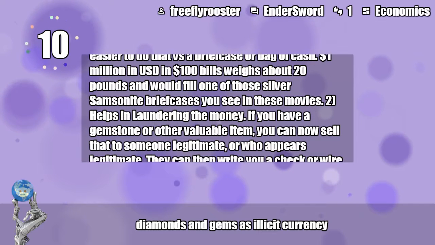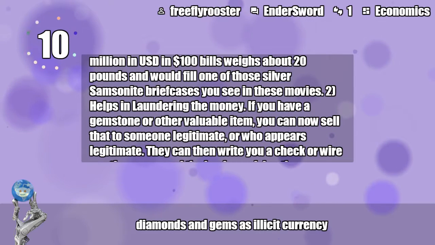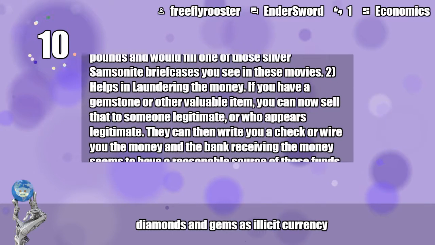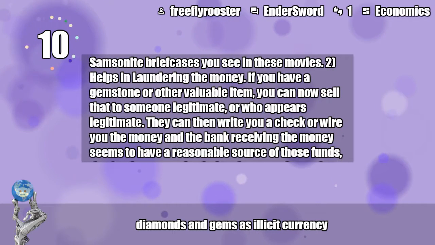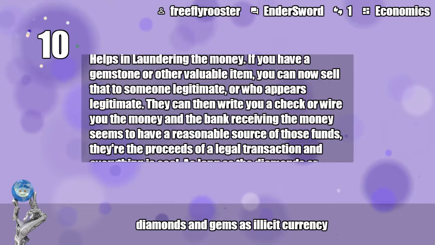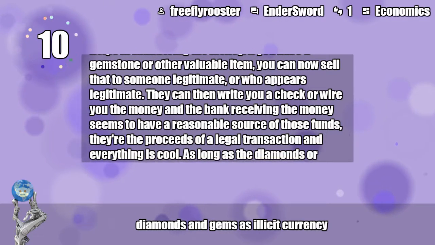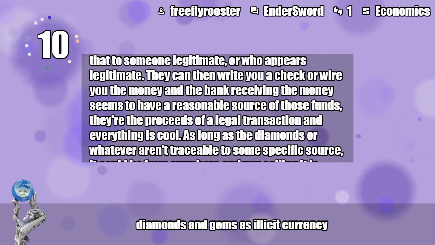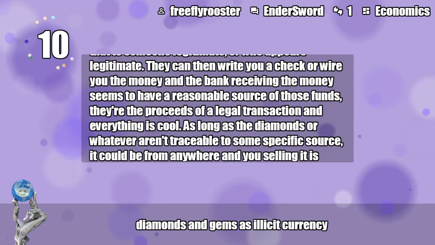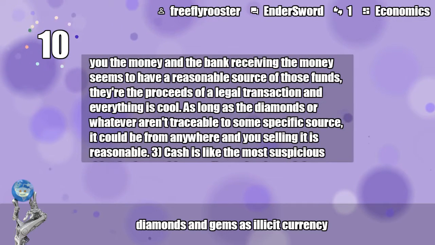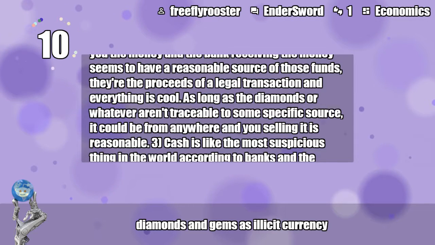2. Helps in laundering the money. If you have a gemstone or other valuable item, you can now sell that to someone legitimate, or who appears legitimate. They can then write you a check or wire you the money, and the bank receiving the money seems to have a reasonable source of those funds. They're the proceeds of a legal transaction, and everything is cool. As long as the diamonds or whatever aren't traceable to some specific source, it could be from anywhere and you selling it is reasonable.